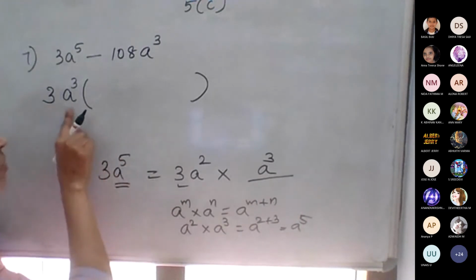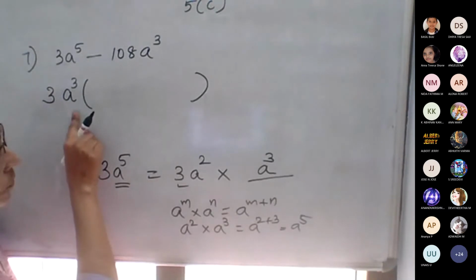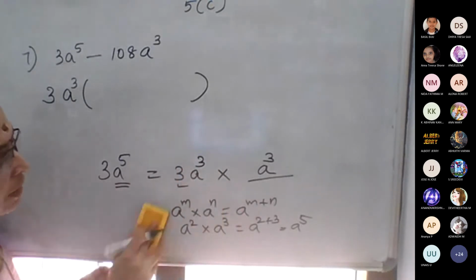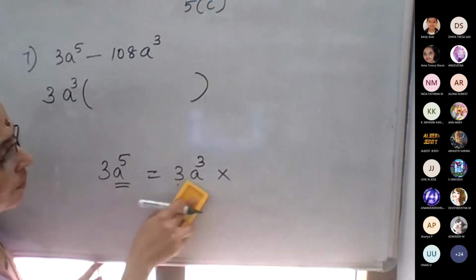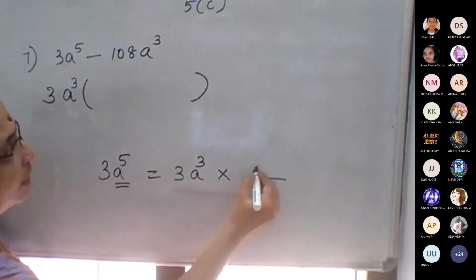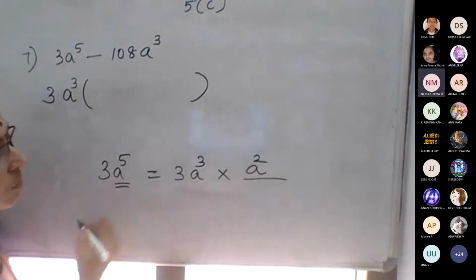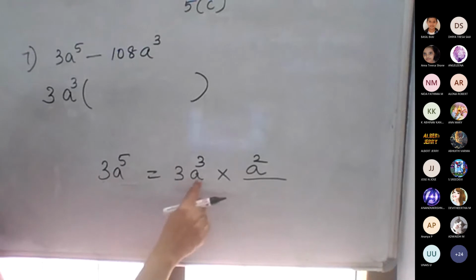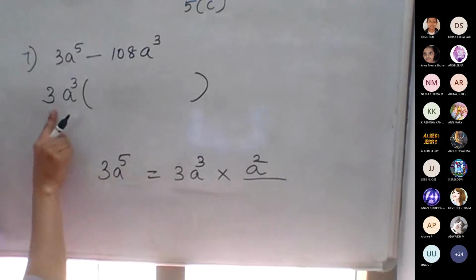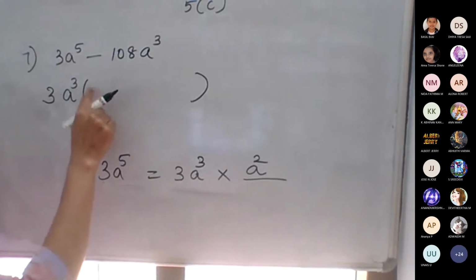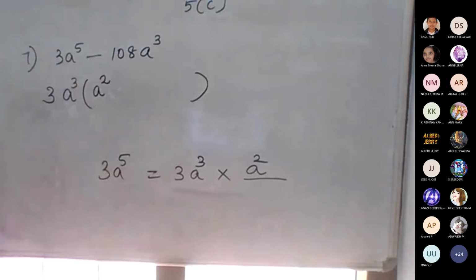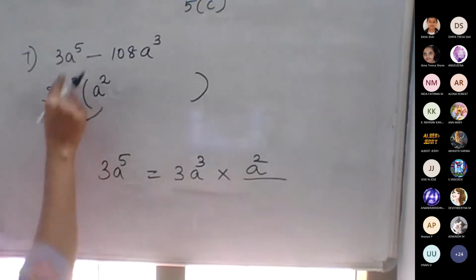So 3a raised to 3 we have. What number to be multiplied? We took a raised to 3. A square, a raised to 2, and 3 is already there. So 3a raised to 3 into a raised to 2 means 3a raised to 3 plus 2, which is 5 itself. So outside 3a cube we took, remaining in the first term it will become a square. If we change the bracket we will get 3a raised to 5 itself.